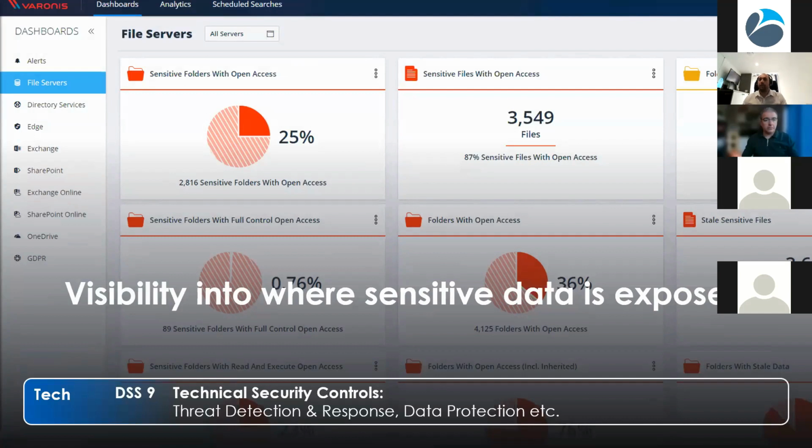So the Varonis platform is all about providing visibility. Essentially, we turn the lights on to your data, and it's that visibility to where your sensitive data is and where it's overexposed. So we provide these dashboards within your environment, and it will look at your servers, look at where your unstructured data resides, and it will show you exactly where your sensitive data sits, where it's consolidated, who has access to it, and more importantly, where we've got over permissive access.